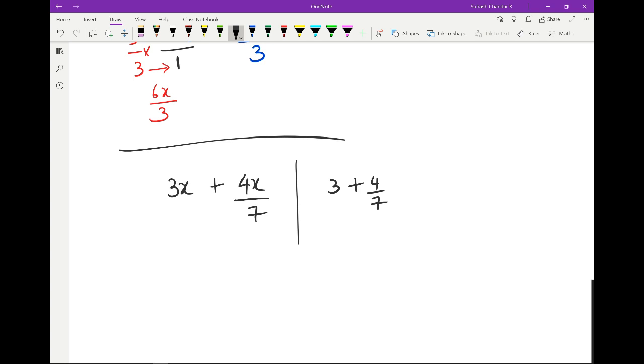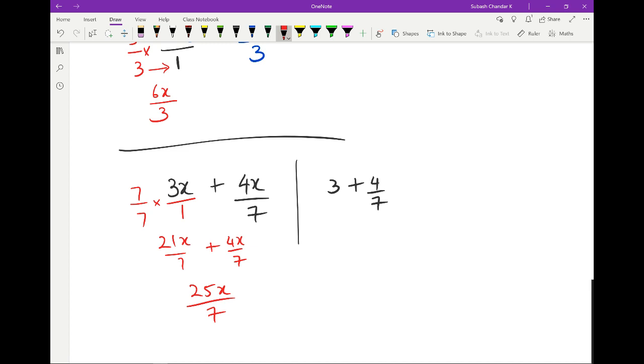Yeah, so in this one, it's actually 25x over 7, because 3x can be written as 3x over 1, and we want to have the same denominator. So we multiply the denominator and the numerator by 7. So what you end up with is 21x over 7 plus 4x over 7, which gives 25x over 7. Now I want to show you something else as well.